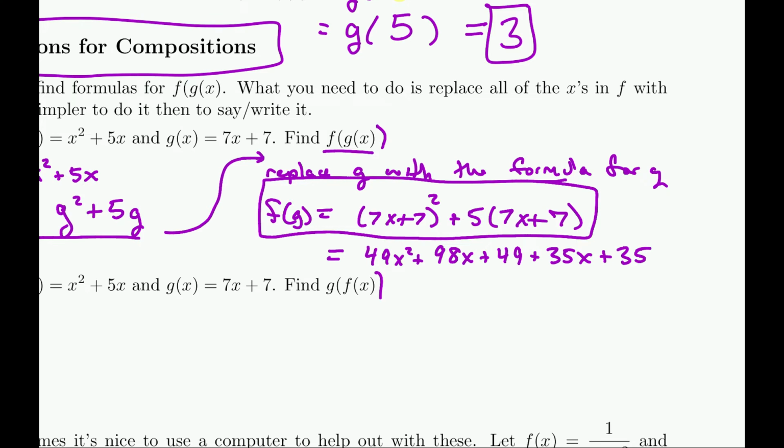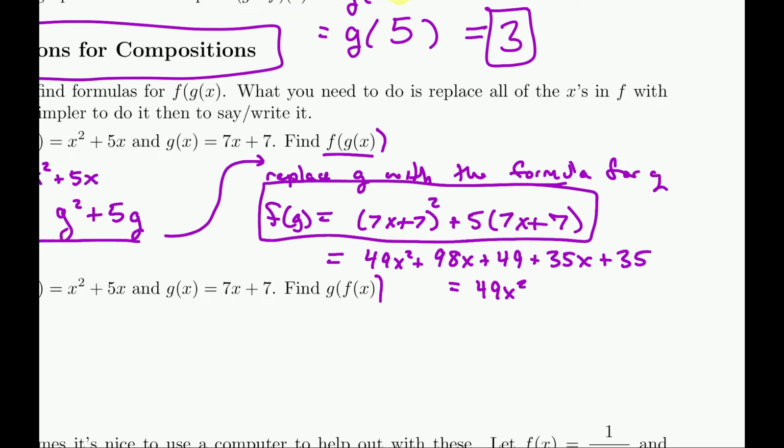And then you can combine your like terms, which, let's see here. I do have a calculator, so I can do this pretty quick. So 49x squared, and then you've got 98x and 35x. So 98 plus 35 is 133.